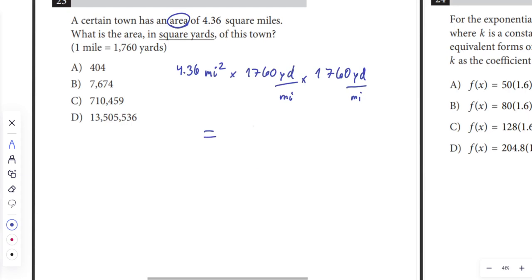And if we multiply this together, we're going to get about 13,505,536, which is answer choice D.